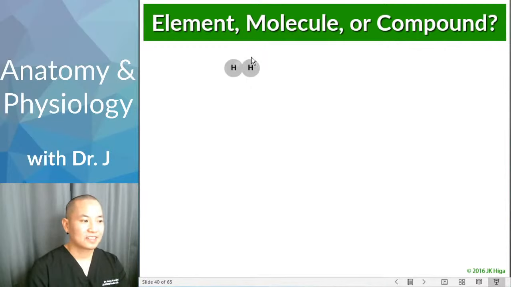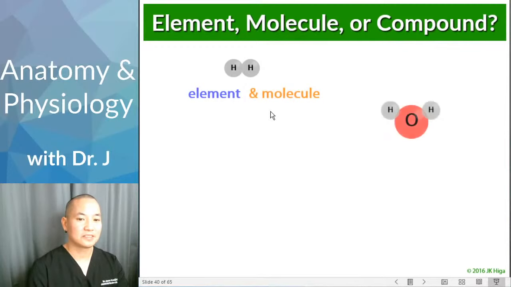Well, look at it. Does it have multiple types of atoms? No, it only has two hydrogen, right? So therefore it is an element, not a compound. But is it a molecule? Yeah, there is more than one atom right here, so it is a molecule. So something can be both an element and a molecule.